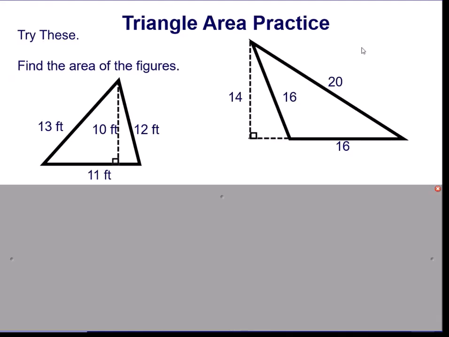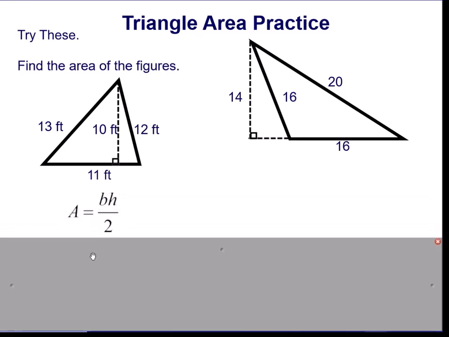Try these. Find the area of the figures. Let's take a look at the triangle on the left-hand side. I know that we have a triangle, so we're going to use our formula, area equals 1/2 base times height. In this problem, we're going to label the base as 11 feet, and then I have a height coming up from the base at a 90-degree angle of 10 feet.